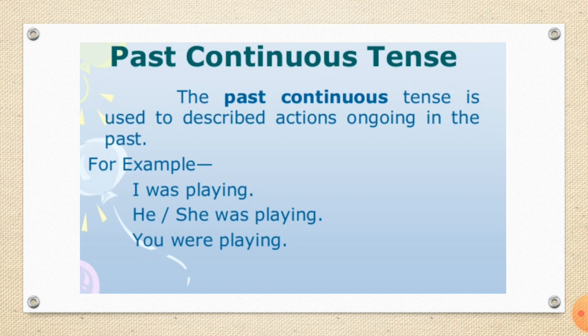Past continuous tense. Uses of past continuous tense. The past continuous tense is used to describe action ongoing in the past, an action that was happening in the past. I was playing then. She was playing then. You were playing.